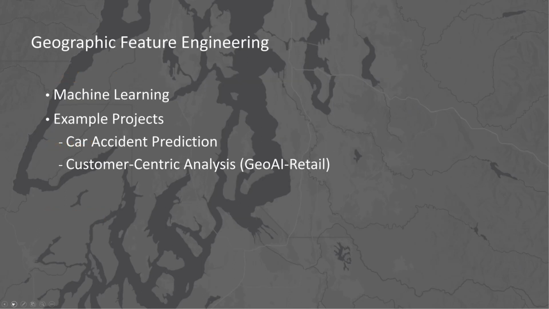Now we're going to talk about geographic feature engineering in more concrete terms. Specifically, we're going to talk about a couple example projects. The first is car accident prediction, and the second is customer-centric analysis, basically applying geospatial AI to retail site selection.